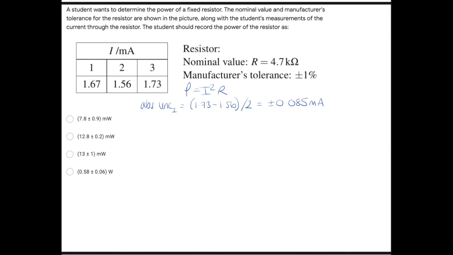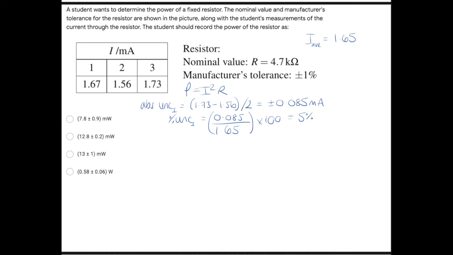If we then convert that into a percentage, the percentage uncertainty in I will be our absolute, 0.085, divided by our average value. When you actually calculate the average value, the average value for I comes out at 1.65. So we divide that by 1.65, remembering again, we can omit the times 10 to the minus 3 because they're both measured in milliamps. Times it by 100 gives us a percentage uncertainty in I of 5%.